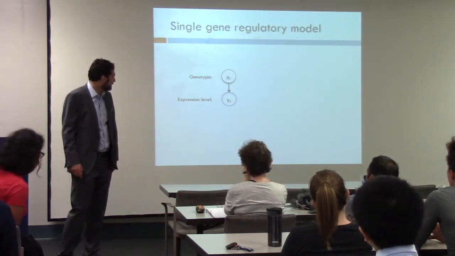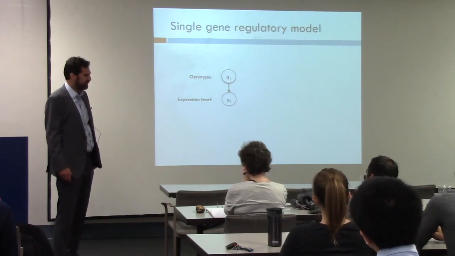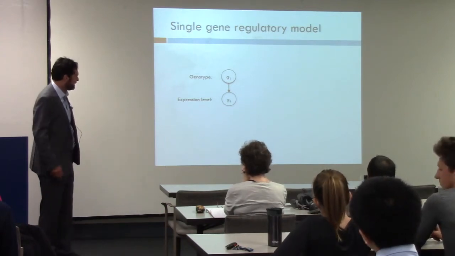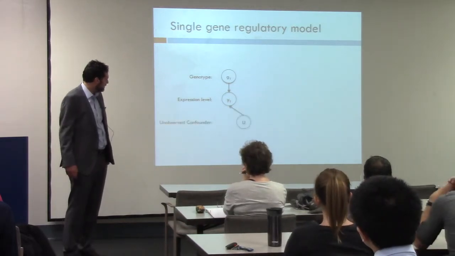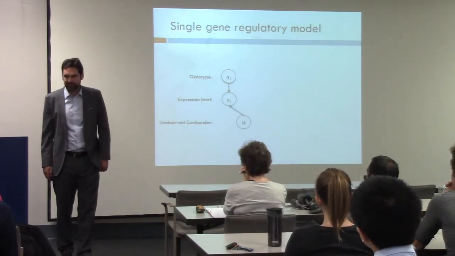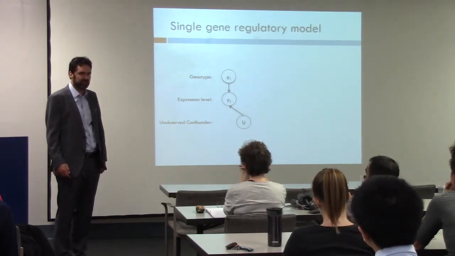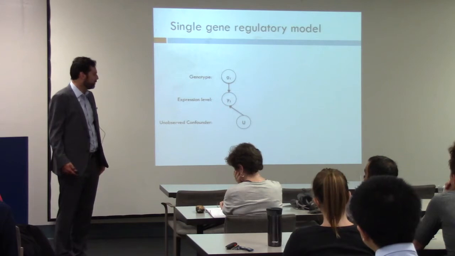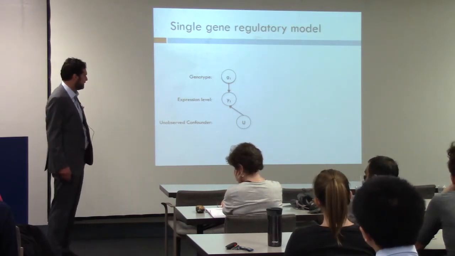So an easy model to work through this is we're going to have a genotype of one gene represented by G1 and expression levels for that gene represented by Y1. However, pretty much all genes are also regulated by unobserved confounding factors. These can be environmental things, other genes. We don't know because we can't see them, but they are going to have an effect on expression levels.